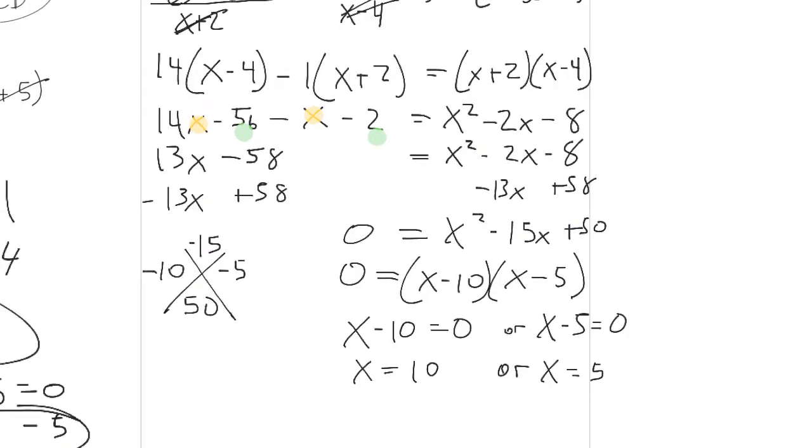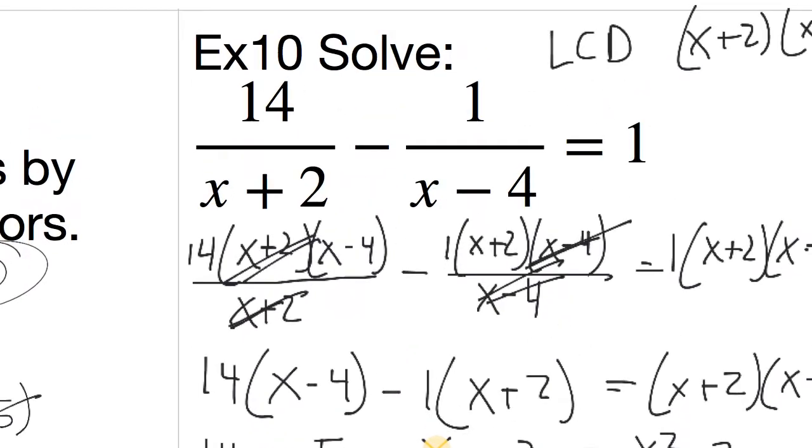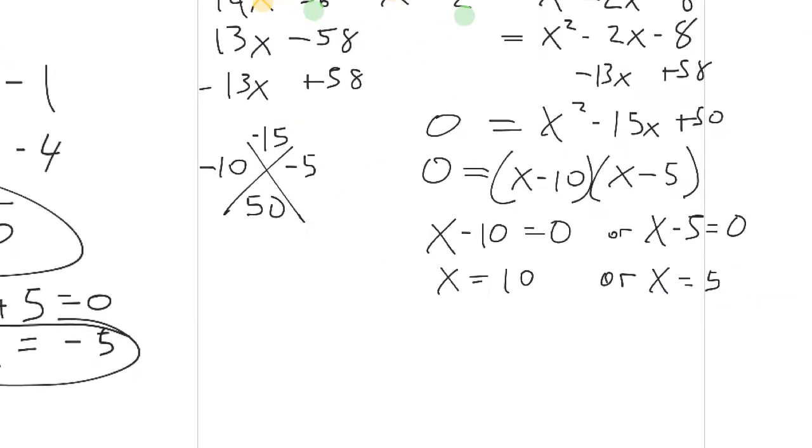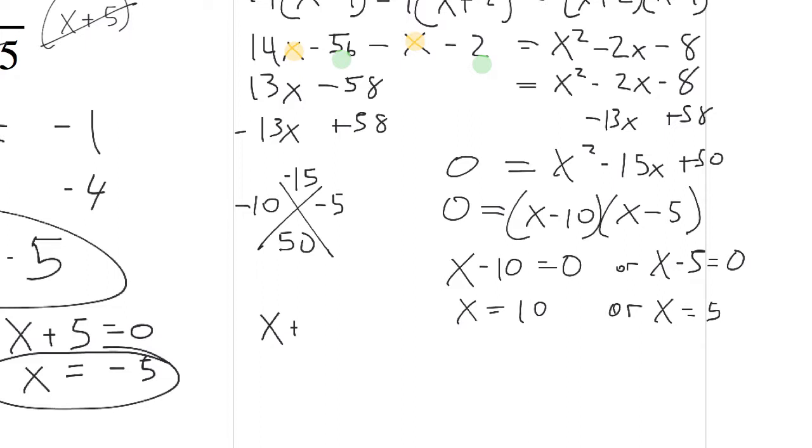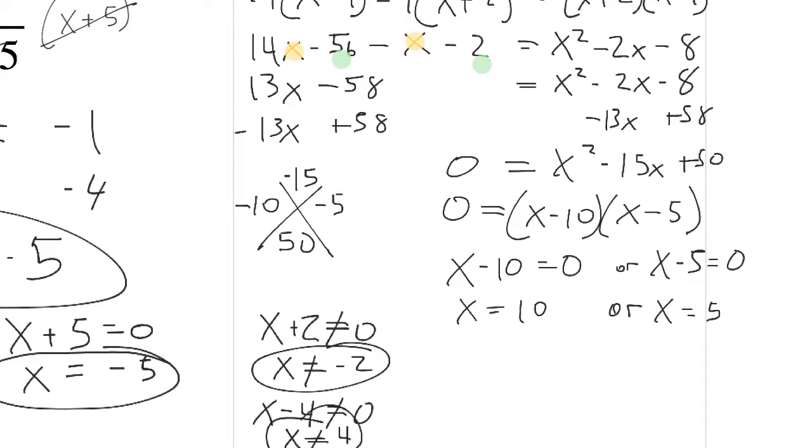Now remember, in the original, we had x plus 2 and x minus 4 in the denominator. So we had to make sure that x plus 2 did not equal 0, and x minus 4 also did not equal 0. So therefore x should not equal negative 2, nor should x equal positive 4. We have to remember those things as meaningful replacements, or unmeaningful replacements. So we get x is equal to 10 or x equals 5. Those are the solutions, because they're not negative 2 and they're not positive 4.